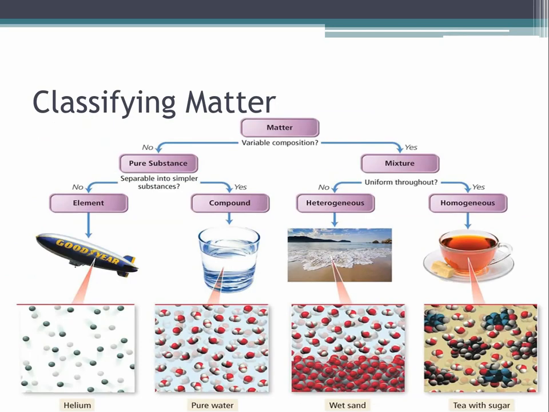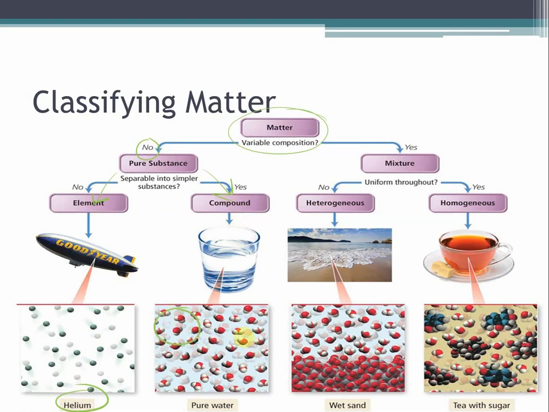So here's a nice flow chart for you to help you travel through this. We start at the top with all matter, and you ask yourself, is there a variable composition? If the answer is no, it is the exact same thing everywhere I look, it's always made of the exact same combination of things, then it's a pure substance. Then it's either an element made of all one type of atom, like helium, or it's a compound made of more than one type of atom, but always in the exact same fixed amount.